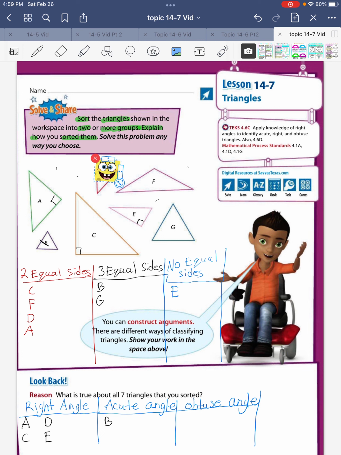So let's go to G. For G, SpongeBob cannot fit in this angle. He's too big. He can't fit in this angle. He's also too big. And he cannot fit in this angle. He is too big. So G is also an acute angle. So I'm going to put G here. And so I used G. I'm going to mark it off. And my last one is F.